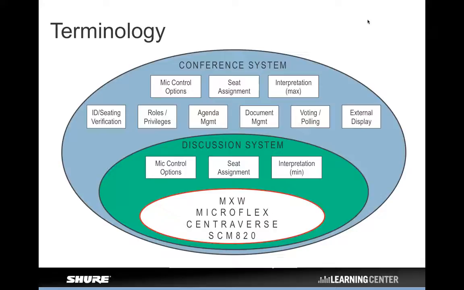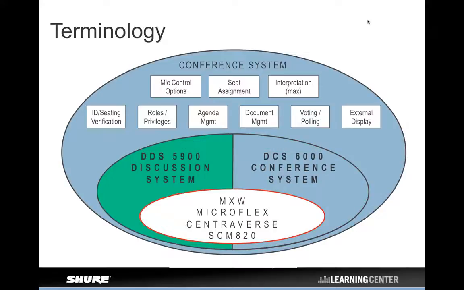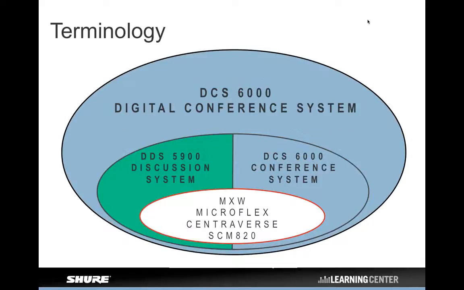When we move into a discussion system, we're talking about the DDS 5900, which is designed to be a discussion system, although you could use the DCS 6000 conference system because it'll do everything that a discussion system will do, certainly. And when you move into a true conference system with all those extra capabilities, that's when you really want the DCS 6000. It's designed with a modular approach so that all of those different capabilities can be implemented, configured, and customized exactly in the right way to meet the specific needs of the user.